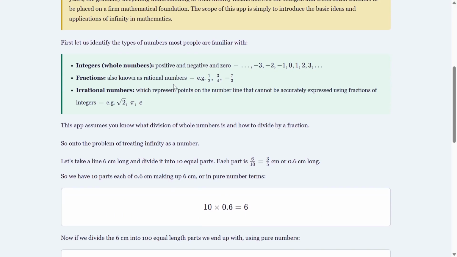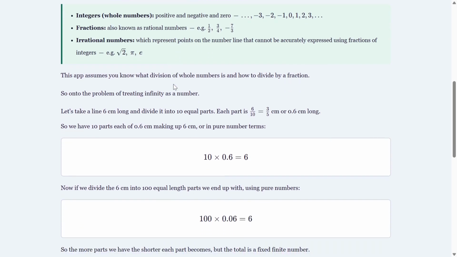We can think that there are whole numbers, such as positive, negative, and 0. Then generally we get introduced to fractions, also known as rational numbers. And then quite a bit later, the shadowy idea of irrational numbers. Numbers which we believe are on the number line, but we can't accurately express using fractions of integers. And the famous ones are √2, pi, and e.